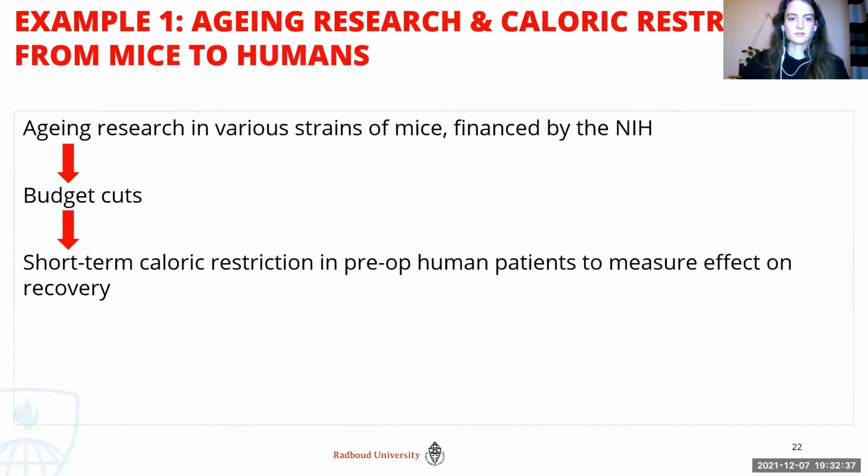So let's look at an example. This is also from the RIVM, the National Institute of Public Health and Environment in the Netherlands. They had those XPA mice. They weren't using them for carcinogenicity testing. That didn't work out. But joining that international research program led to them also getting a grant for aging research in various strains of mice, actually.